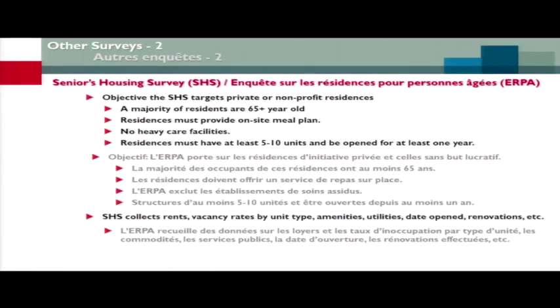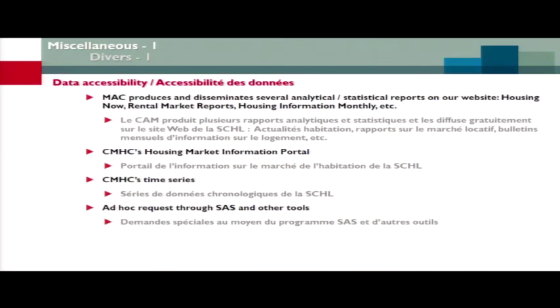So the goal is to collect rent, vacancy rate by unit type, amenities, utilities, when it was open and all that, and to report that in our publication every year. I'm not sure if you were aware of all those surveys. Another thing that people are not aware of is that we are producing reports on all of those surveys for free on our website, for you to go and just check the results. We produce reports on a monthly basis for certain surveys and on an annual or quarterly basis for others. They're all on our website.